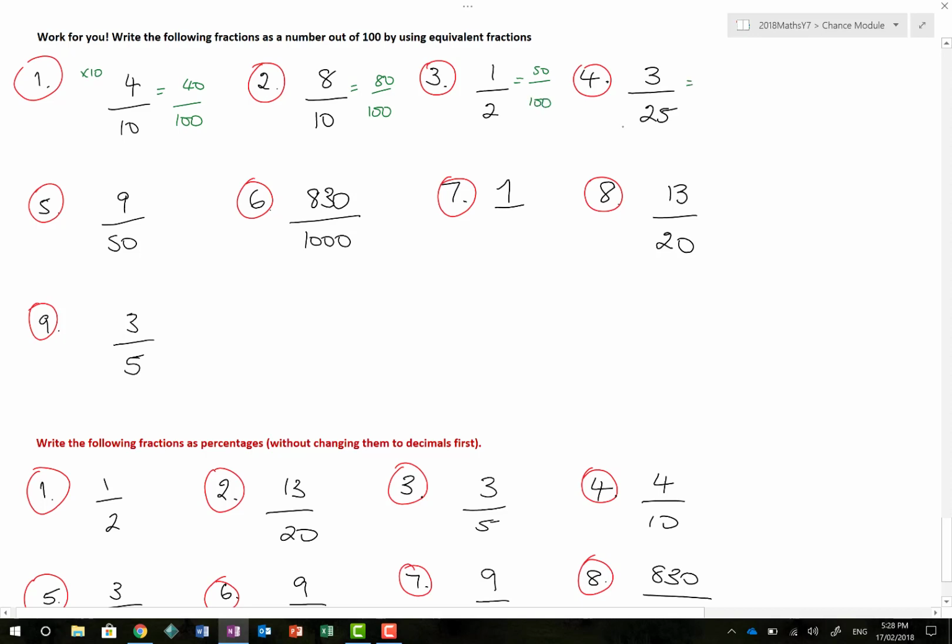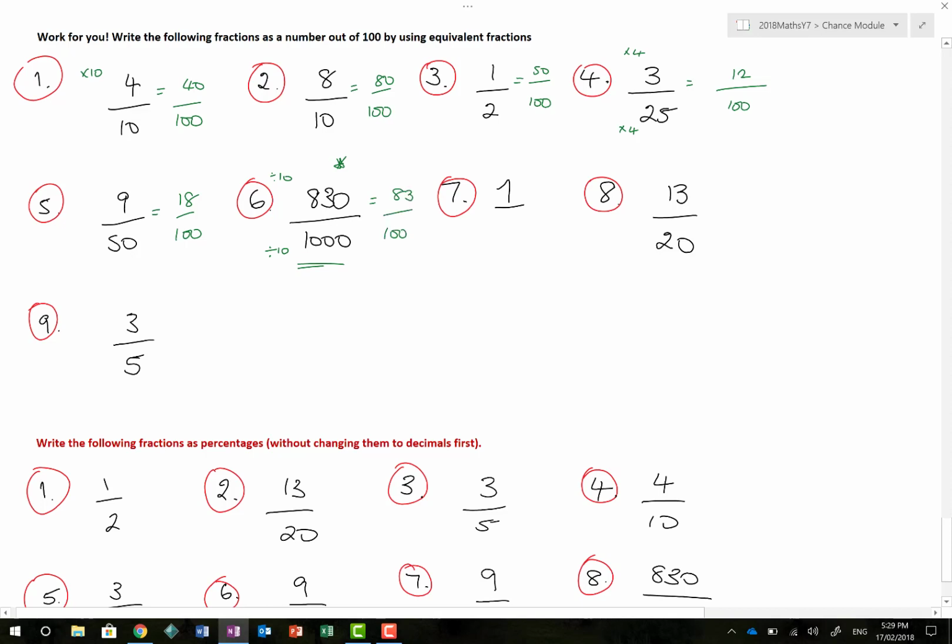This one here, if I multiplied the top and the bottom by 4, I get 12 out of 100. Had a worry there, really couldn't remember. This one became 18 out of 100. Now, this was a trick. Do you see what I did there? I made the bottom too big. So how do I go from 1,000 to 100? This one here, I have to divide the top and the bottom by 10 to give me 83 over 100.